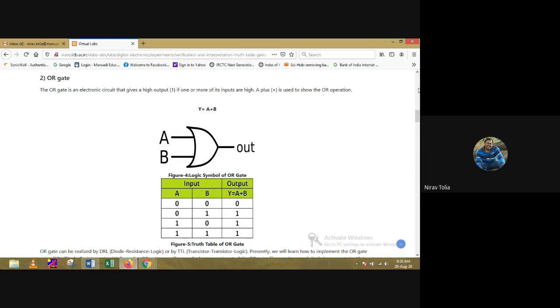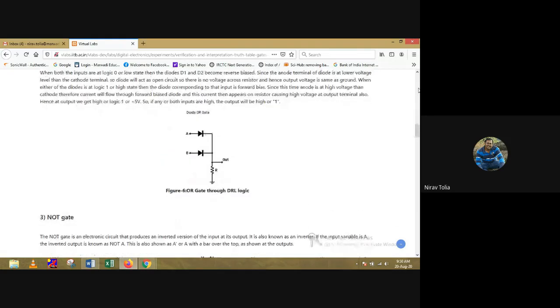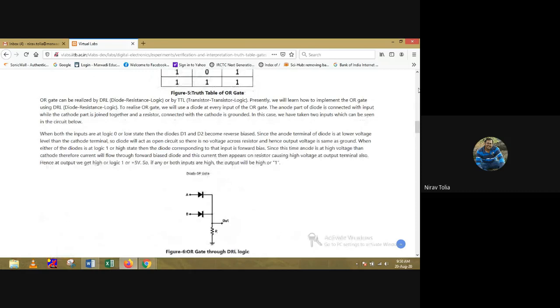Again, the OR gate you can realize by TTL logic, which is transistor logic, or you can realize by DRL logic, which is diode resistor logic. So presently we are showing you the diode resistor logic. We have two inputs A and B. If both inputs are 0 0, diode number 1 connected with A, and diode number 2 connected with B, both are not working because we are not giving any supply to the diode.